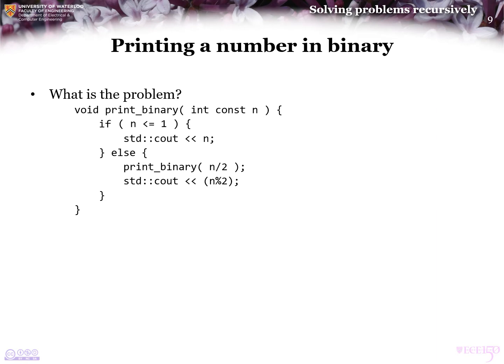Why does this fail? Well, very quickly you notice that we have the condition n less than or equal to 1. Well, if n is less than or equal to 1, and negative 10 is less than or equal to 1, then this just prints out that number. And negative 10, when printed to the screen, appears as negative 10.